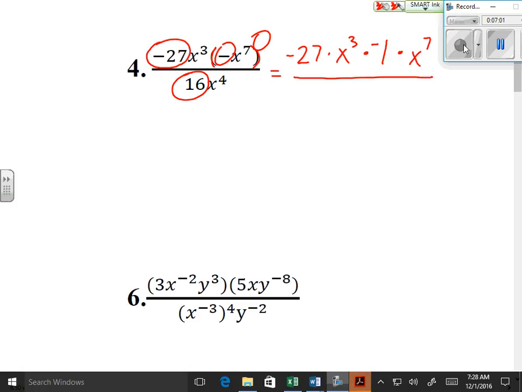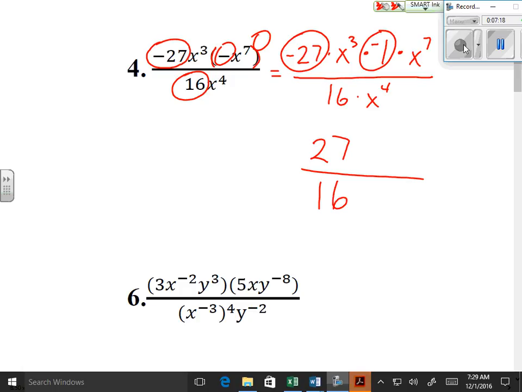And then on the bottom, we have the 16 and the x to the 4th. So the x's, well, let's take care of the negative 1. The negative 1 times the negative 27 is going to cancel off the negatives. So it's just going to be a positive 27 over the 16. Then the x to the 3rd and the x to the 7th on top will make x to the 10th, and we still have an x to the 4th on the bottom.